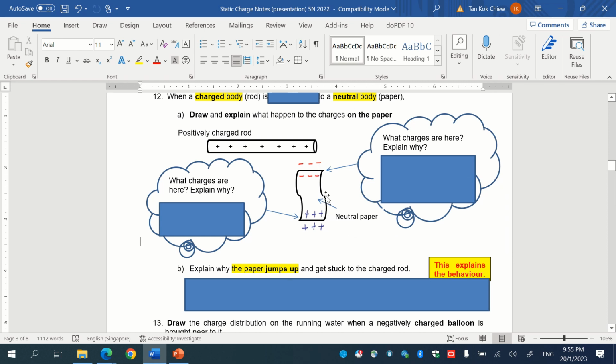Okay, at first they were all together, plus and minus were together, but because this positively charged rod is brought near, the electrons are attracted to the top because unlike charges attract. And then that will leave the bottom with just positive charges because the electron has moved up, so leaving the positive charges below. So this is the way to explain. Because O-level questions like to ask you to draw, then explain why the charges are separated in this way. Okay, so this is the way we explain.